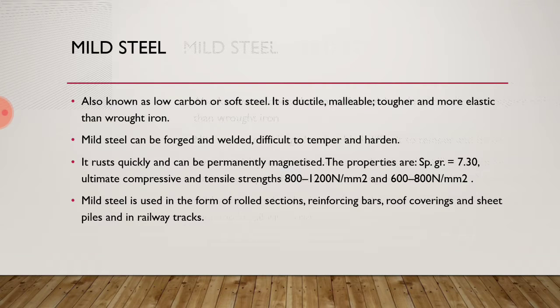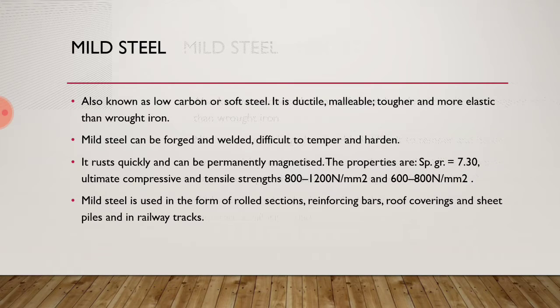We'll be covering the three different types of steel and their uses. First being mild steel. Mild steel, as the name implies, is also known as low carbon or soft steel. It is ductile, malleable, tougher and more elastic than wrought iron. Mild steel can be forged and welded, so it's a very versatile material. But it is difficult to temper and harden due to its mild carbon content.